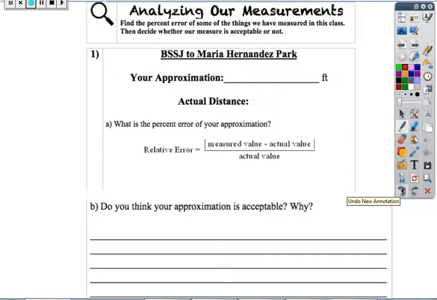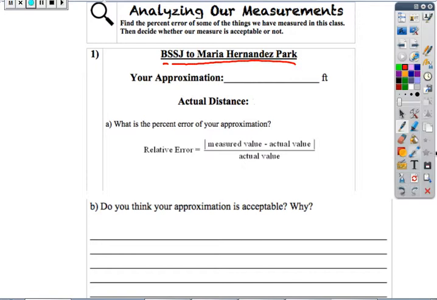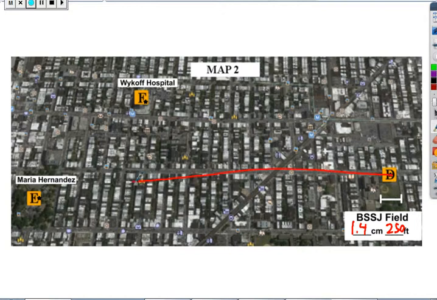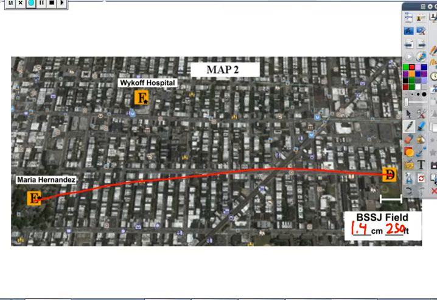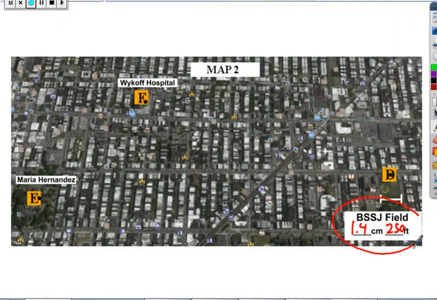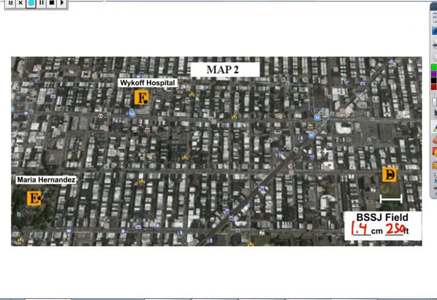Alright, so in the last video, we figured out the distance between BSSJ and Maria Hernandez Park. Just a really quick recap. What we did is we used what we already knew, which was the BSSJ field. We knew that that was 250 feet. We measured it in centimeters, and then we also measured the distance from BSSJ to the park in centimeters.